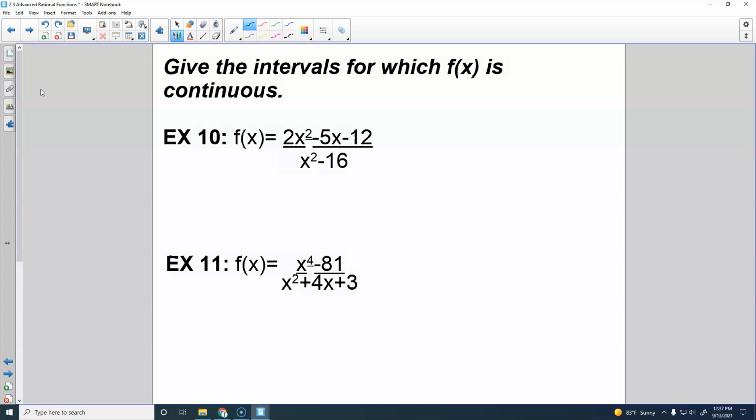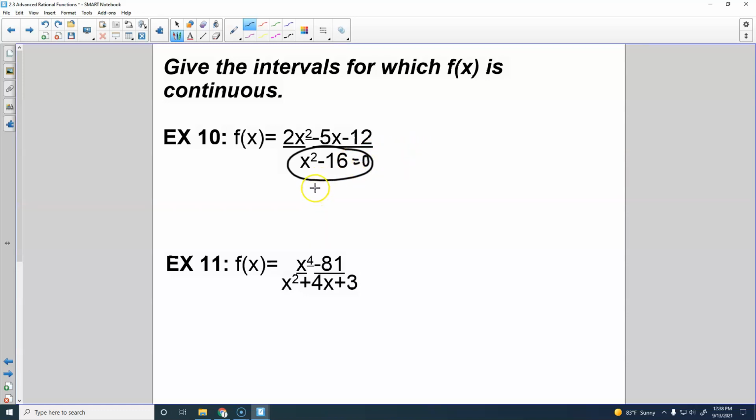Does it matter if it's a hole or vertical asymptote to answer this question? They didn't tell us we had to say anything about holes or vertical asymptotes, right? So when you're telling where something's continuous, it'd be nice to know whether it's a hole or vertical asymptote, but it doesn't matter because holes and vertical asymptotes are both discontinuities. So we're only looking at the bottom for discontinuities. We could just set that equal to 0 if we want.